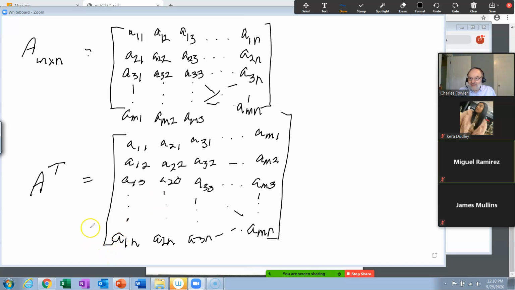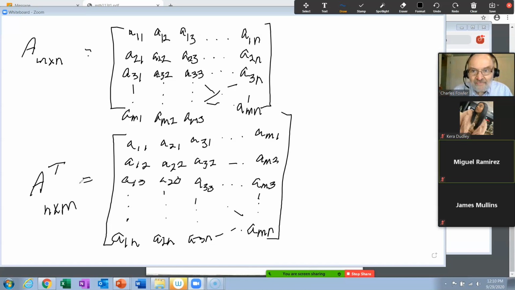So the transpose is always going to be an N by M. If the original matrix is M by N, the transpose is going to be an N by M. You're swapping the rows and the columns. Okay? That's what the transpose of a matrix is.